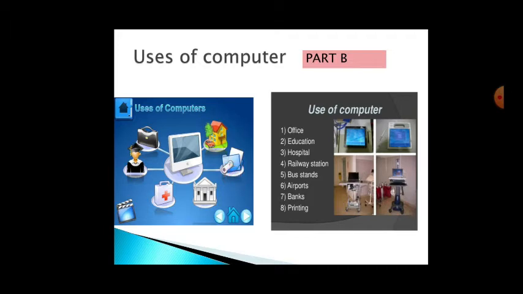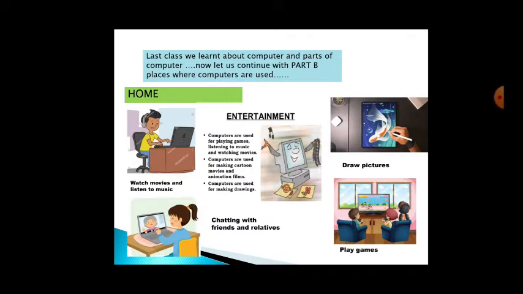So let us see some of the uses, or where we use the computer and why we are using the computer. So shall we continue with this part B? Next, can you just see here, first the place where we are going to use the computer is home. So why are we going to use the computer at home? To watch movies, to listen to music, to draw pictures, to play games and to chat with friends and relatives. So children, will you do this? Yeah, now only you are doing it, right?